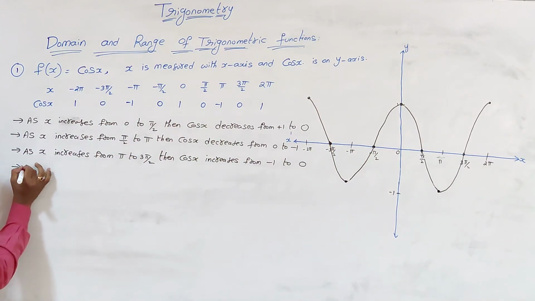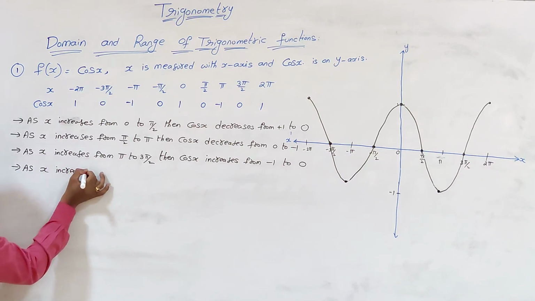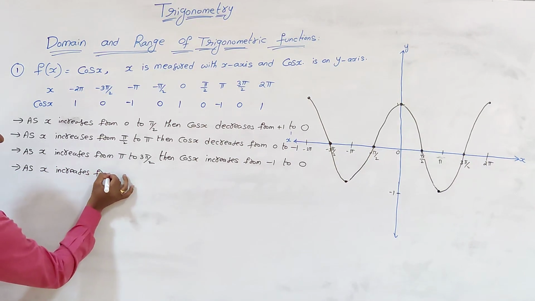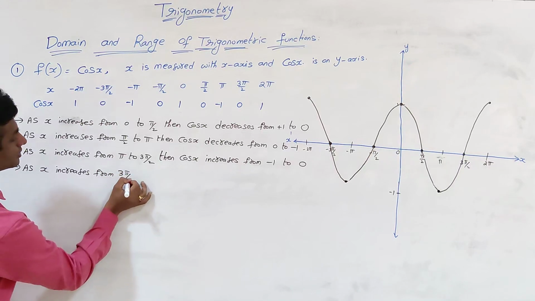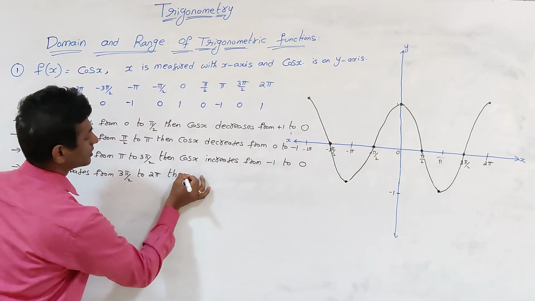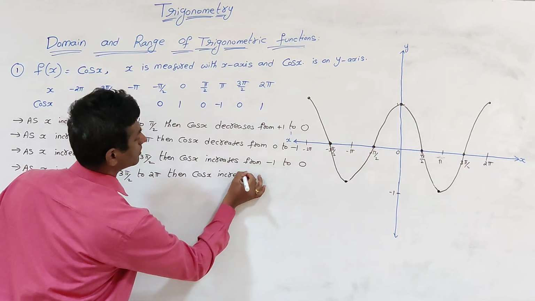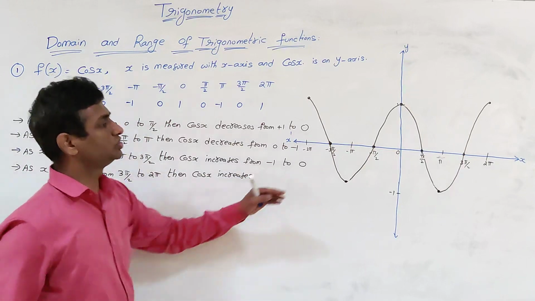The last step, as again x increases from 3 pi by 2 to 2 pi, then cos x increases, means the values will be increasing from 0 to plus 1.